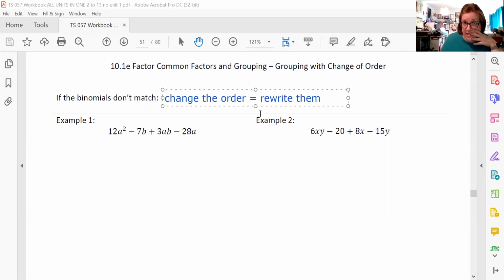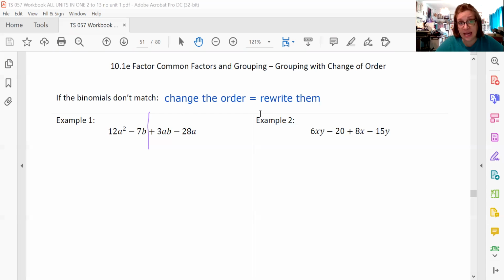So let's look at an example here, because I feel like this is something that's best explained with examples. I have 12a squared minus 7b plus 3ab minus 28a. If I were to break those up like we did before, there's not anything that I can factor out of 12a squared minus 7b. There's no number. There's no variable. Same with 3ab minus 28. Well, I guess I could do a, but that's not very many things.